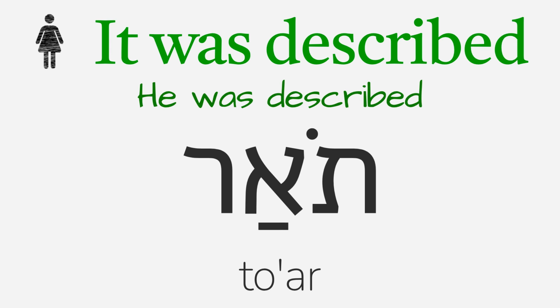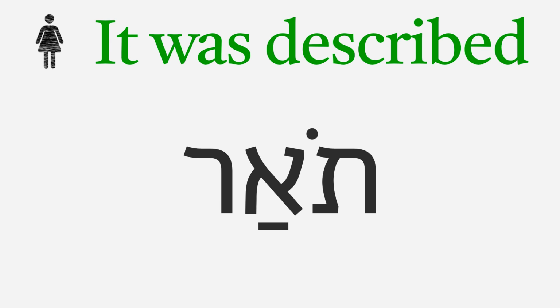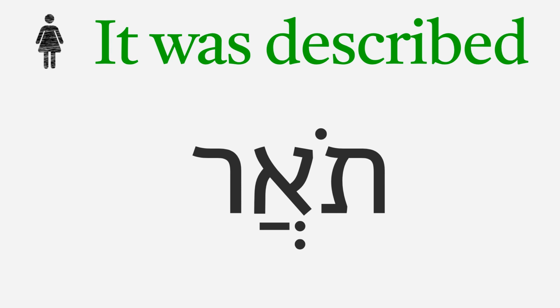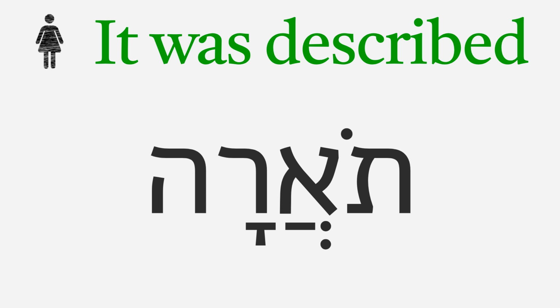What we need to do now is put this past tense verb in the hi, she or feminine it form. To do this, we're supposed to shorten the vowel on the second root letter to a schwa. But if this letter is aleph, ayin, chet, or hey, it can only become a patach schwa. Then we can add the a ending used for this form of the past tense. To'ara, it was described in feminine form.